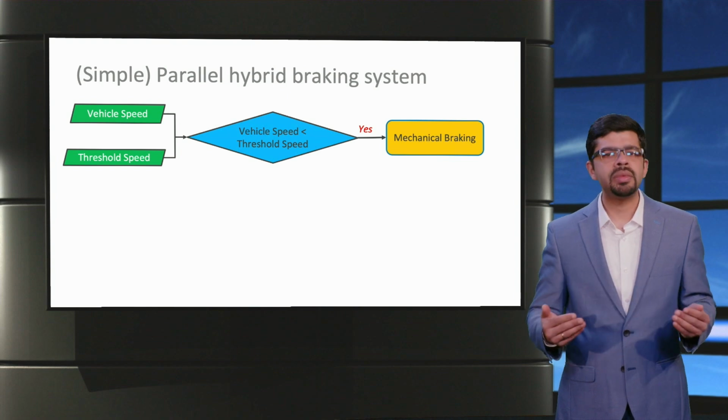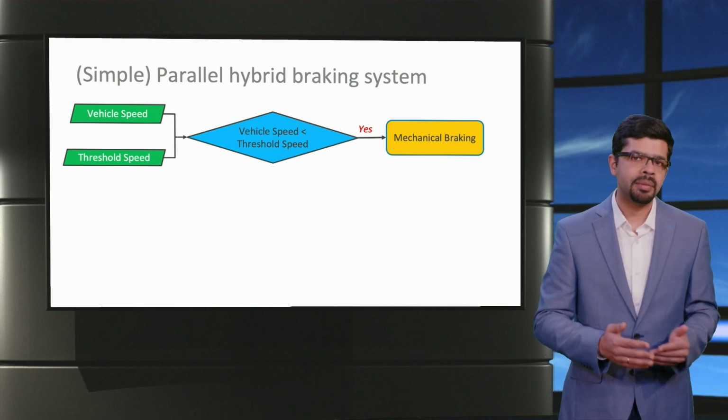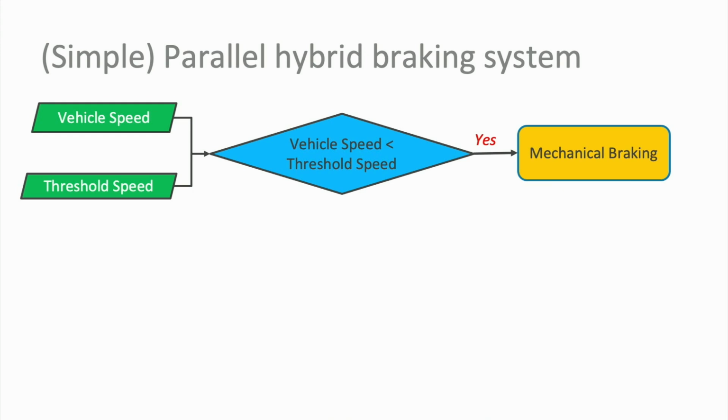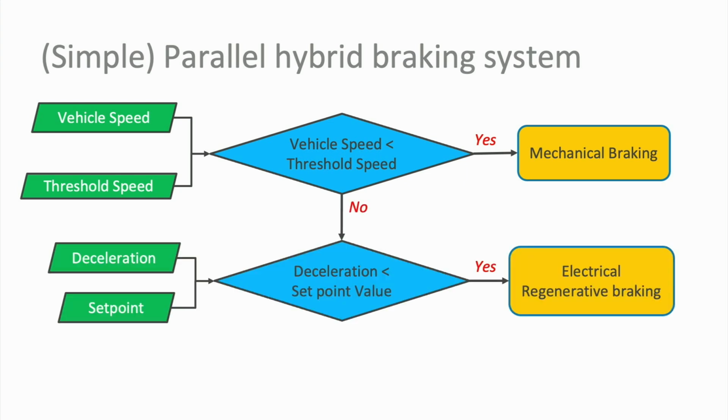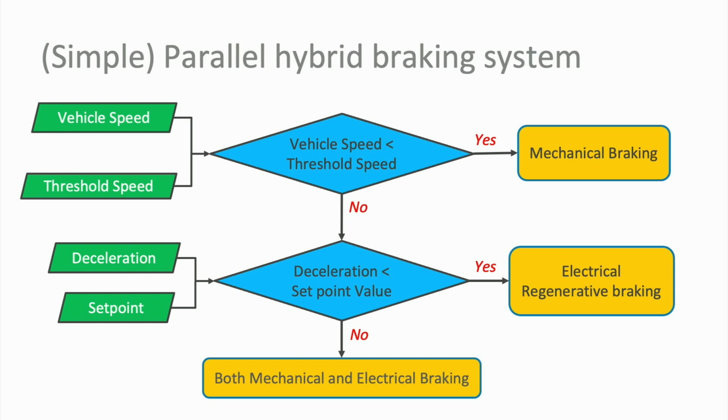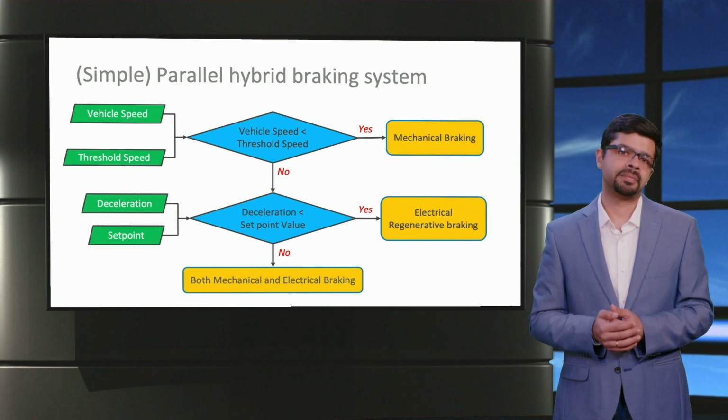Let's look at the simple implementation of a parallel regenerative hybrid brake system. The vehicle controller determines the braking force and the mode depending on the vehicle speed and the required deceleration rate. While braking, if the vehicle speed is lesser than the threshold, only the mechanical brake is activated. At speeds greater than this threshold and when the deceleration is less than a set point value, the electric regenerative braking system is used exclusively. Further, when the deceleration required is larger than the set point, both the mechanical and regenerative braking systems are deployed.